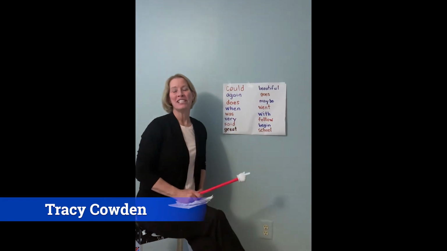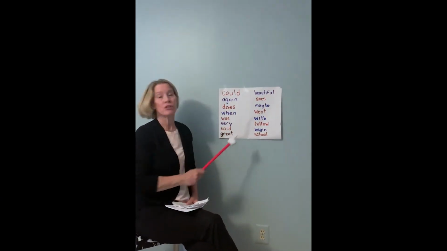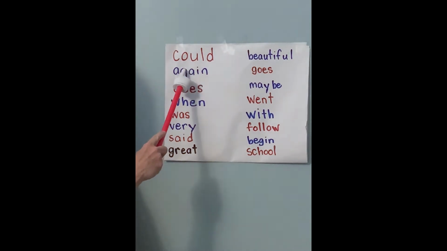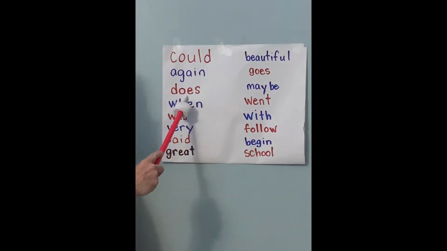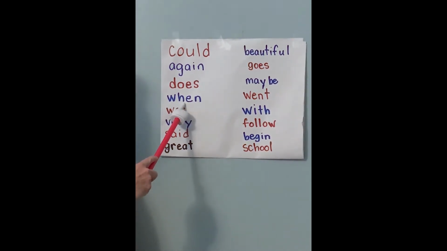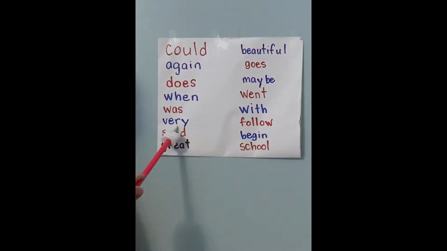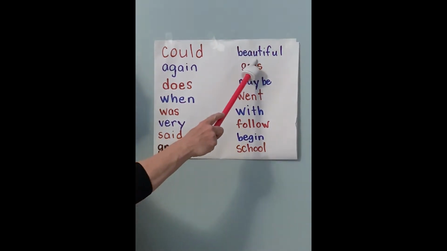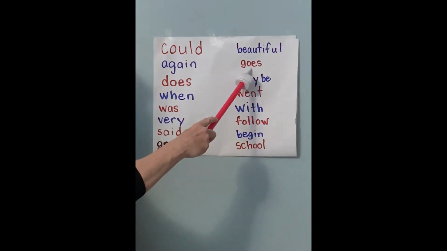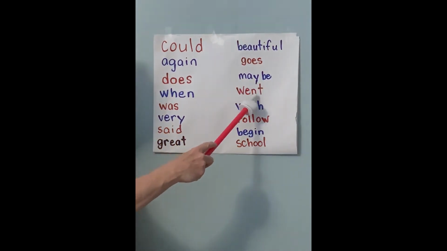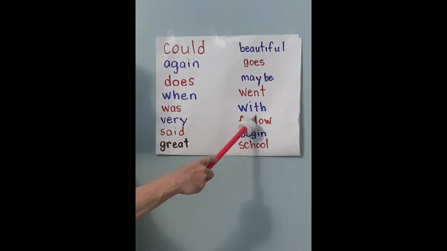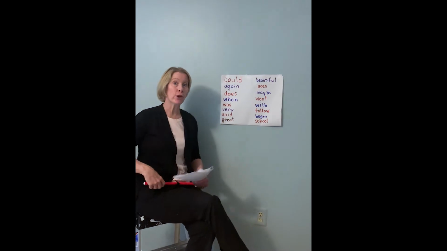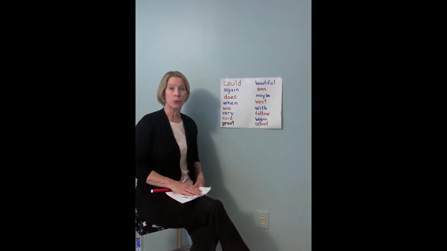Arlington Public School friends. Today we're going to work on some high frequency words. These are our words, and we're going to go through the list and make sure we all know what the words are. Watch closely. Could, again, does, when, was, very, said, great, beautiful, goes, maybe, went, with, follow, begin, and school. You can freeze that frame right there and practice on your own.